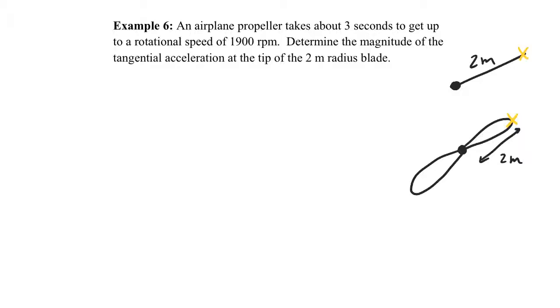We're told that the airplane propeller takes 3 seconds, so that's our time, to get up to a rotational speed of 1900 RPMs. What is that then? Not R, that would be radius, right? What's the variable we're going to use? It is omega F. Remember, angular velocity.